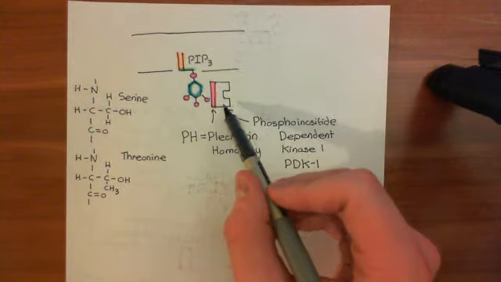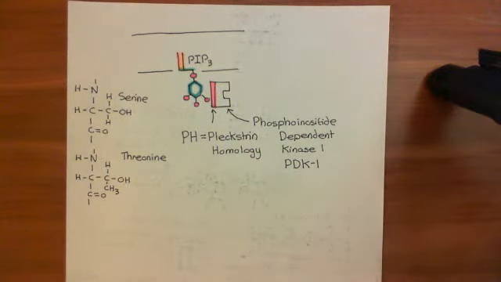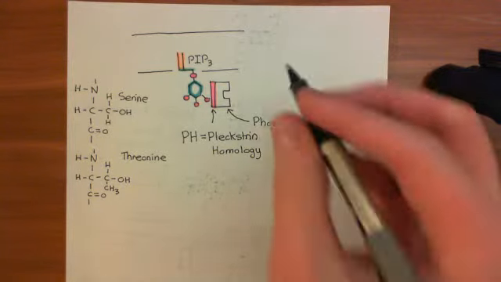Okay, right, we now have an active phosphoinositide-dependent kinase. Now, what's its target going to be? Well, basically, it's going to target another enzyme that is also going to get sequestered at the phospholipid bilayer by binding to a PIP3 molecule.